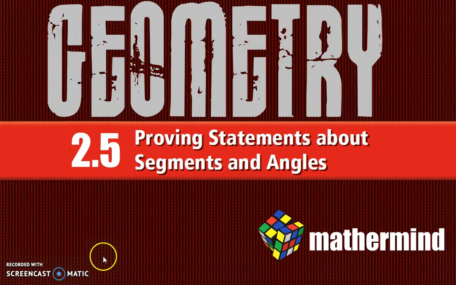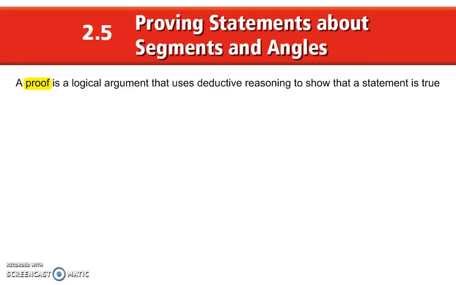Alright, we started on logic and algebraic reasoning yesterday, or in our last lesson, and today we're going to look at proofs. This is basically just expanding on what we just did. A proof is a logical argument that uses deductive reasoning to show that a statement is true. We're looking at two-column proofs today.